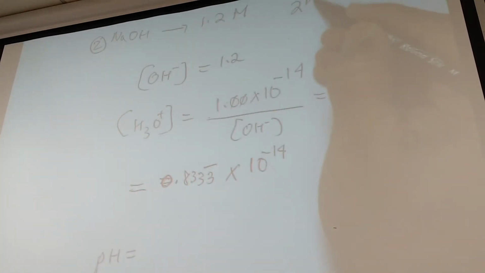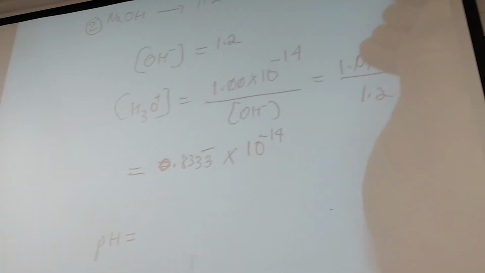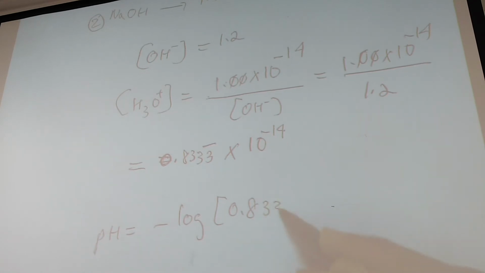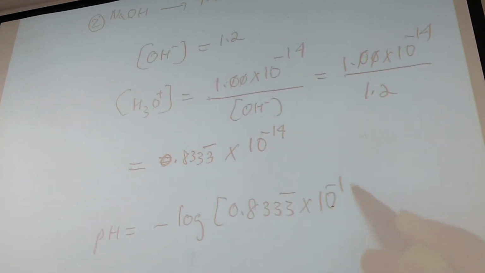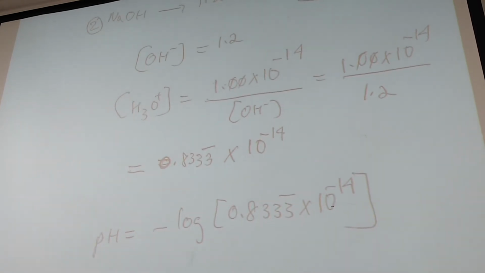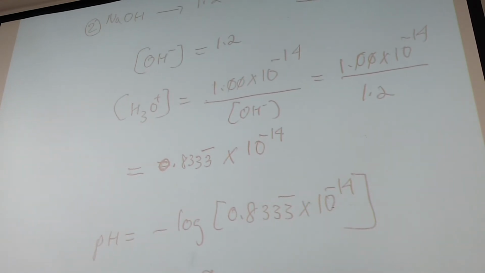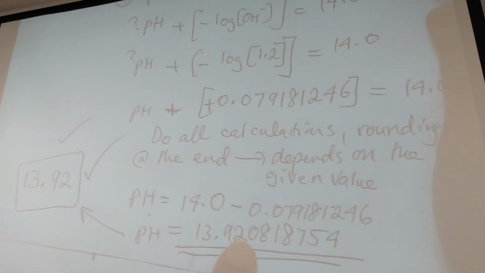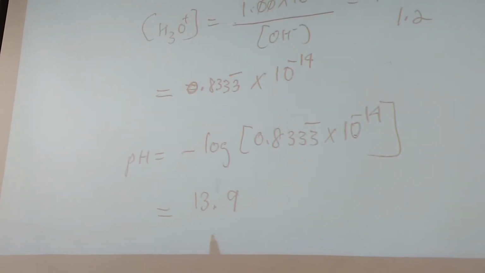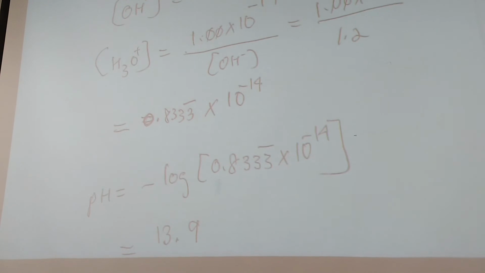Then I say minus log of 0.8333 times 10 to the minus 14. So how much is it? If we have done a very good job, it should come very close to 13.9 something, like the value of the first way we did. So we should have minus log of this value, it should come close to 13.9. What's the value that came out?